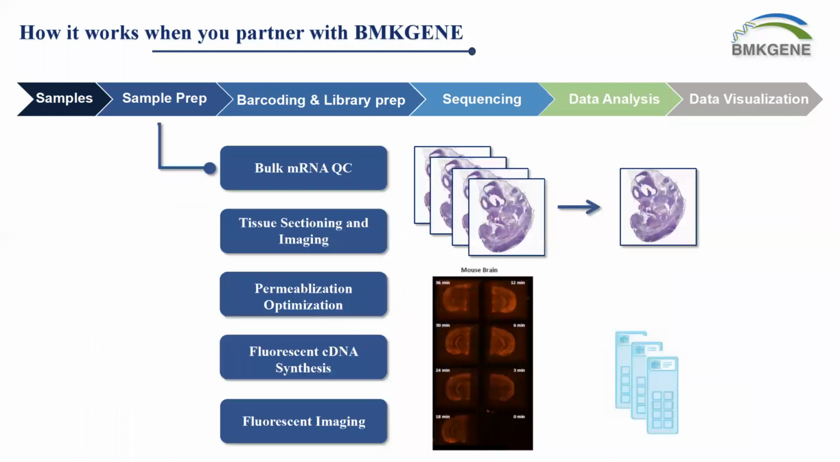So once the samples are ready, the first thing we need to do is the Spark mRNA quality control, which means we will extract total RNA from the tissue and then send it for checking the concentration and the integrity of the mRNA, just to make sure that we don't waste the rest of the kit or the rest of the chip. And if the mRNA quality is good enough, we can perform the tissue sectioning on our block.